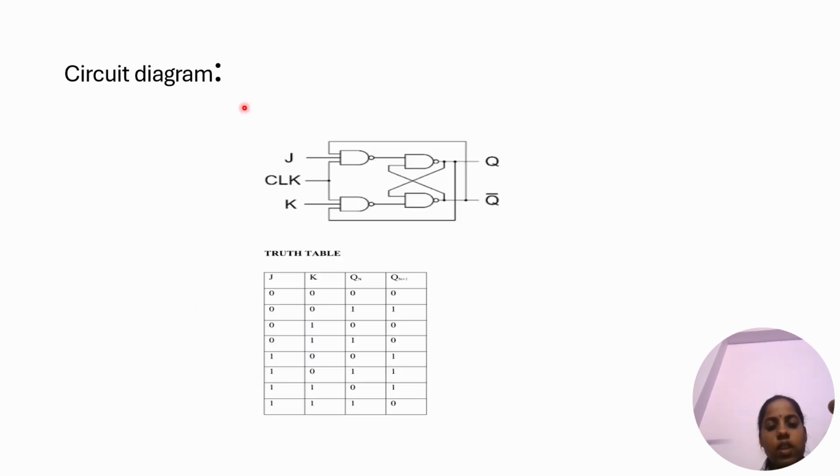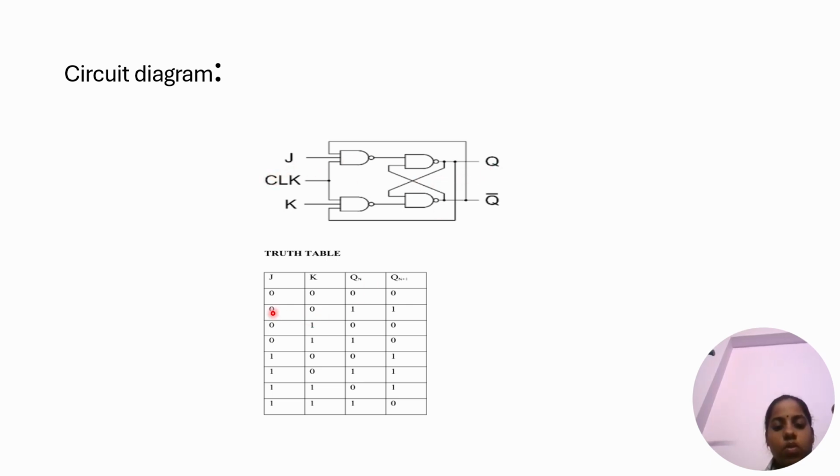This is the circuit diagram of the JK flip-flop. Here J and K are the inputs and clock is also a control signal, and Q and Q bar are the outputs. Q bar is connected to the K input NAND gate, and the output is connected to the output, and Q is connected to the J input NAND gate.